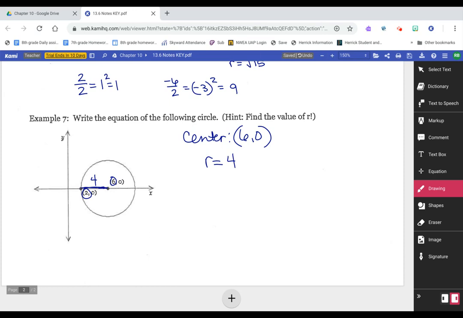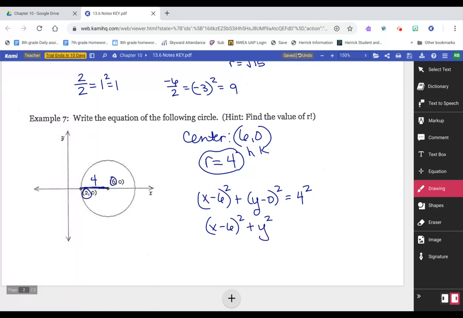So now you just plug all that information into your equation. The r is 4, 6 is h, 0 is k. So we have x minus 6 in parentheses squared plus y minus 0 in parentheses squared is equal to r squared, which is 4 squared. X minus 6 squared, and for this one, y minus 0 is just y. So you can write plus y squared there equals 16. And that's your answer for the equation if you're given a circle graph. This concludes your notes for section 13.6.